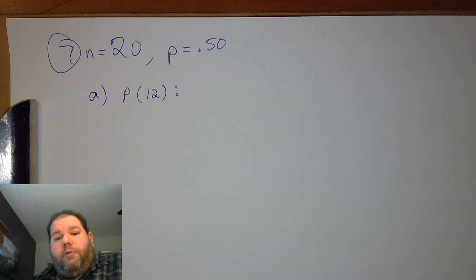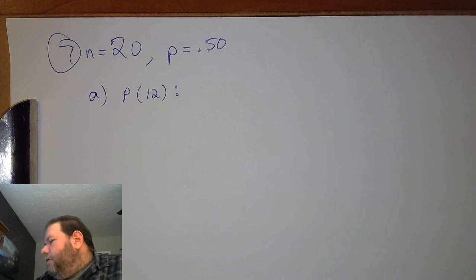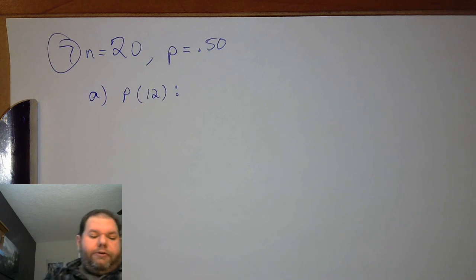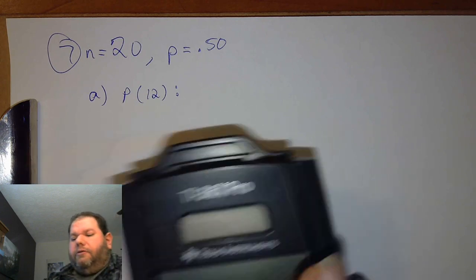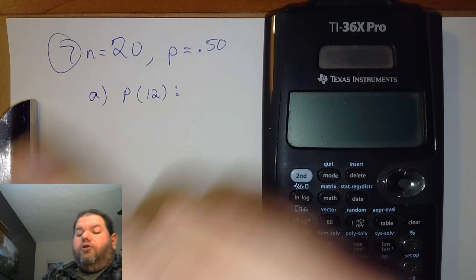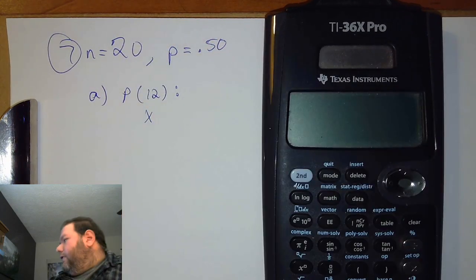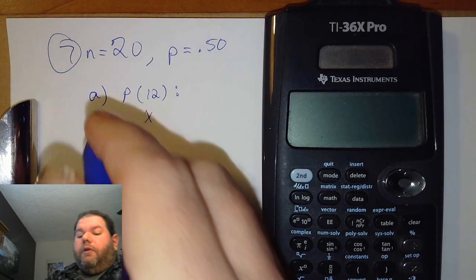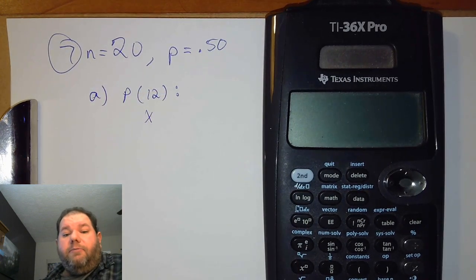Now this is actually what we looked at last Wednesday. It's been about 5 days, but anyway. On our calculators, let me start with this one. $12 is our value for x. Okay? So x we defined as the number of successes.